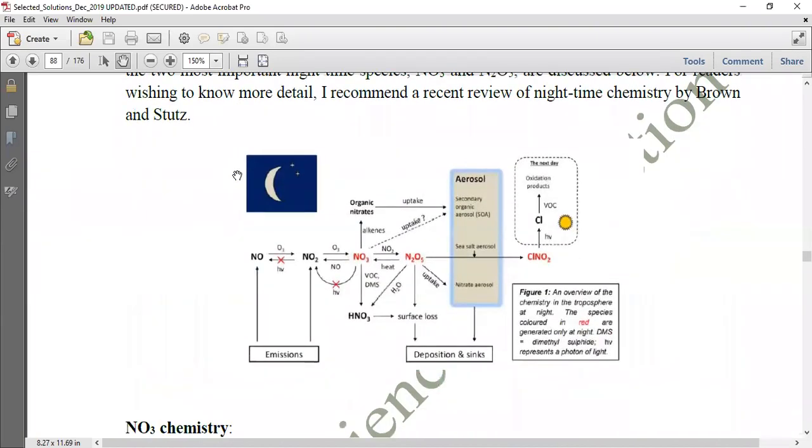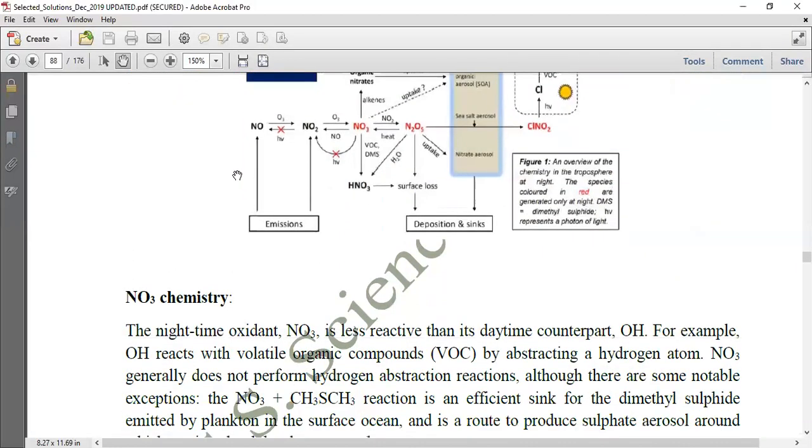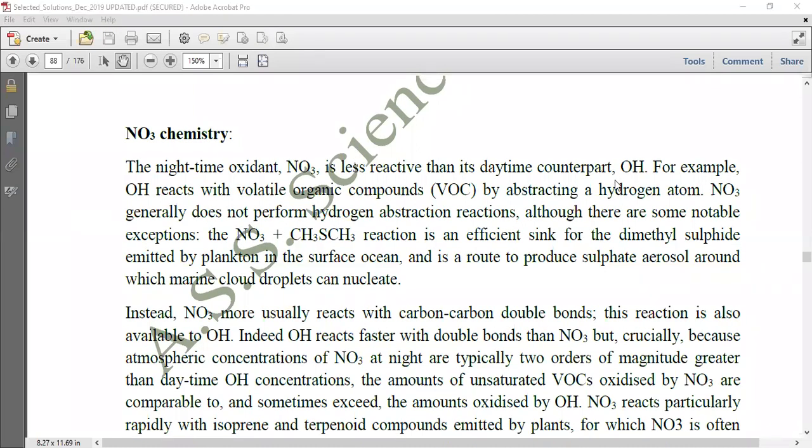In this diagram, it is given very well how the nitrate radical is active in the night time and how it plays a crucial role. Nitrate radical chemistry. And in the daytime, the counterpart is OH radical, hydroxyl radical, which is the atmospheric detergent, atmospheric scavenger, the most reactive species, a reactive oxygen species.